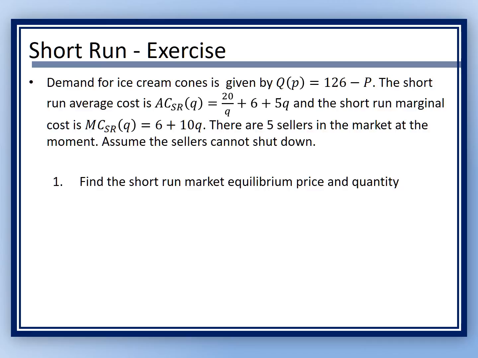All right, so all you need to do is the same as before, but in this case, you are given the marginal cost and not the supply curve. So you need to first find the individual's supply.